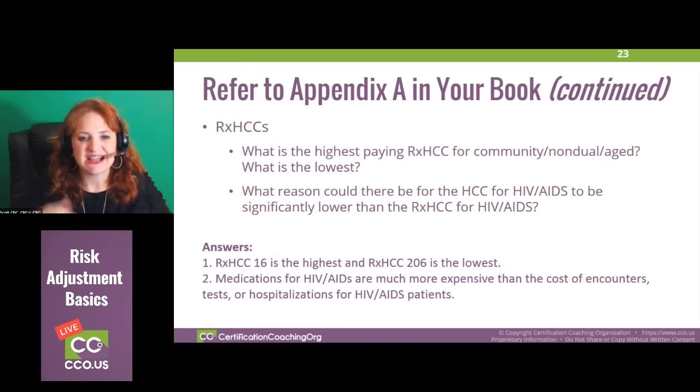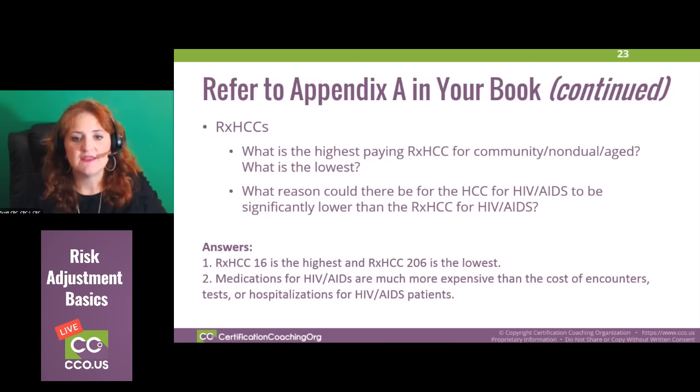The RxHCCs, I kind of already explained to you. It really doesn't make a difference on age and stuff, but there are certain ones that pay out higher and lower. So the question that's asking here, the first two questions, let's just read those. What is the highest paying RxHCC for community, non-dual, and aged? And what's the lowest? Well, the answer is a 16 is the highest and a 206 is the lowest.